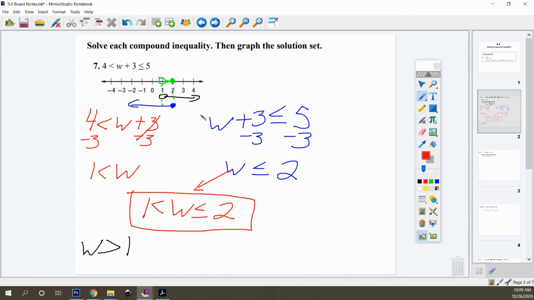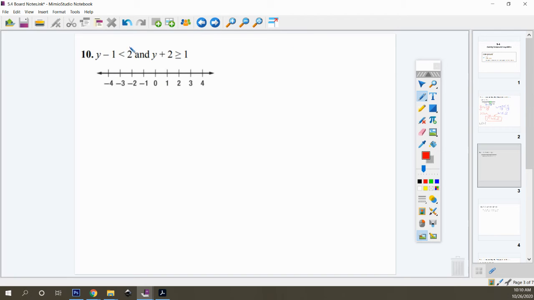So I split this into two parts, solved each part individually, and then recombined it where we had this shared W down here. This one is written as an "and" with the word and. That means my answer is going to have the word and. Those are probably a little bit easier to write.